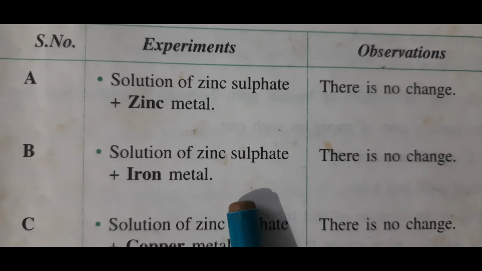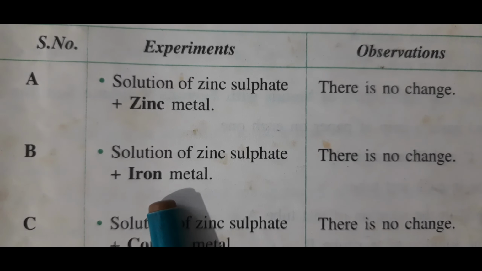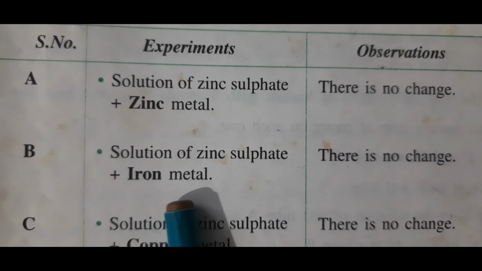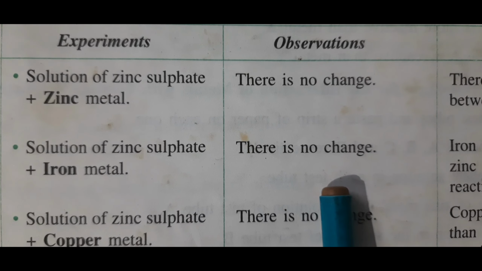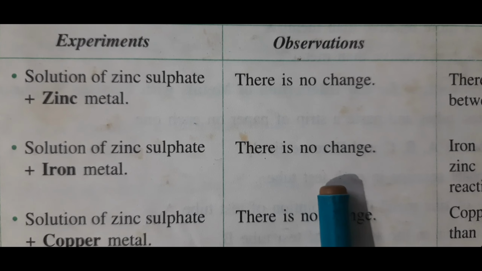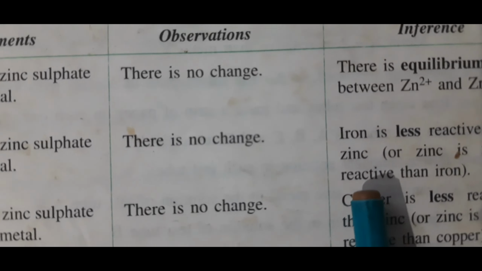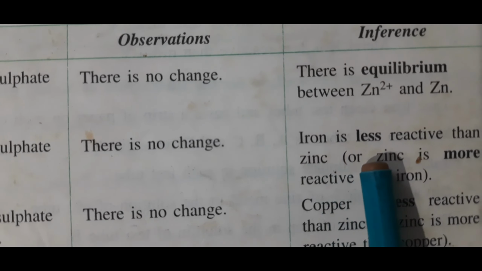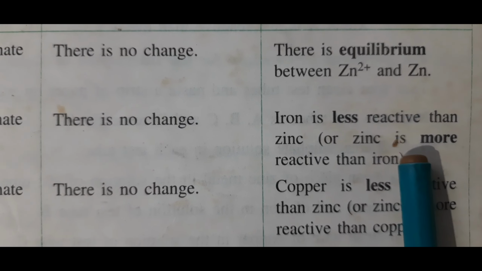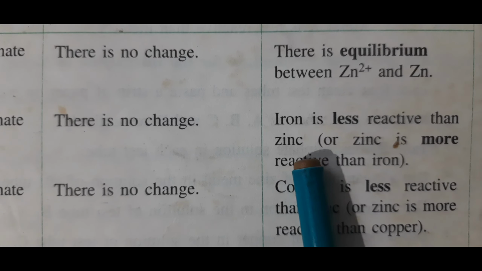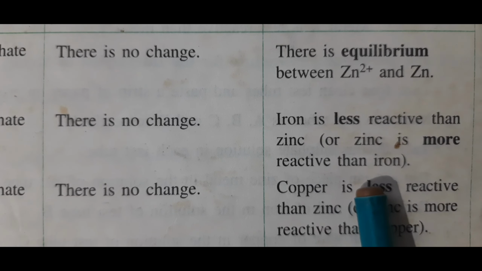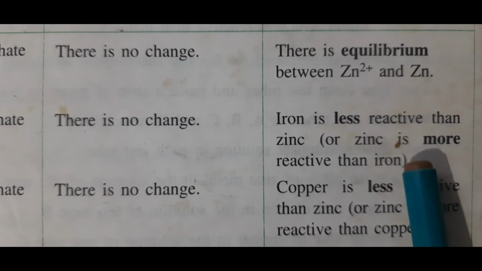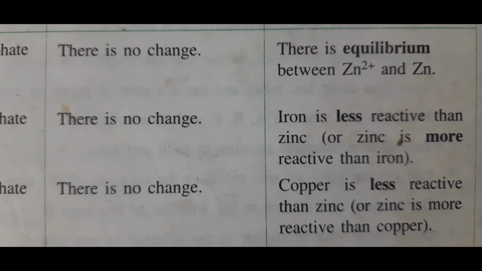Now second one, solution of zinc sulfate plus iron metal. What happens? Here also we are seeing there is no change. Why? Because in the reactivity series you have already learned iron is less reactive than zinc, or you can write the same thing, zinc is more reactive than iron. You can write any one or else you can write both as it is given in your screen.